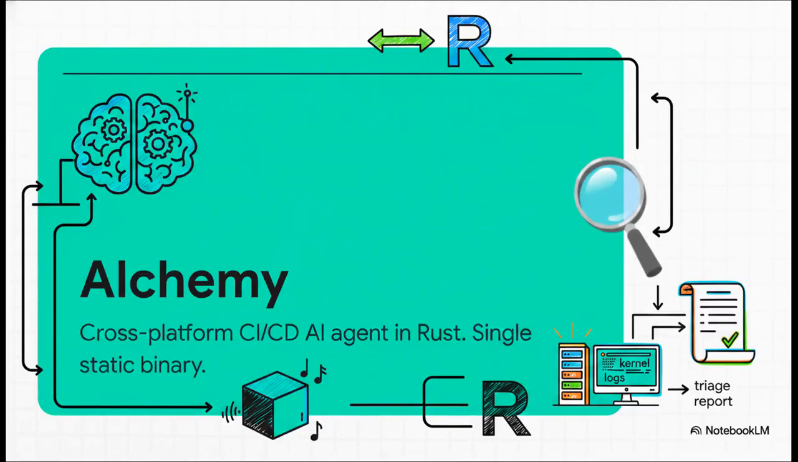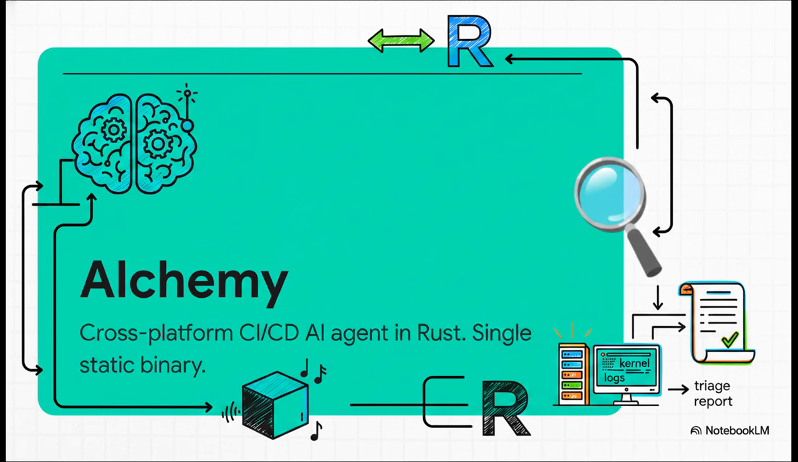So what exactly is this thing? Meet Alchemy. In purely technical terms, Alchemy is a cross-platform CI/CD AI agent written entirely in Rust and, this is the best part, it's distributed as a single static binary. If you're deploying to complex, lockdown environments, I know that phrase, single static binary, is music to your ears. We're talking zero bloated dependencies, no massive container overhead, just a lightning-fast, memory-safe executable that is ready to drop straight into your existing Concourse or GitHub Actions setup.